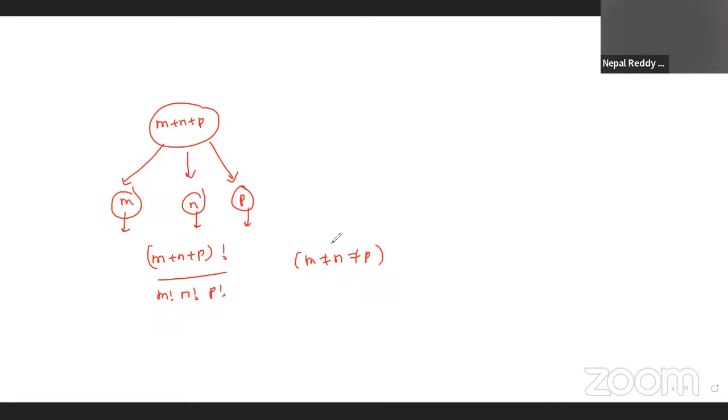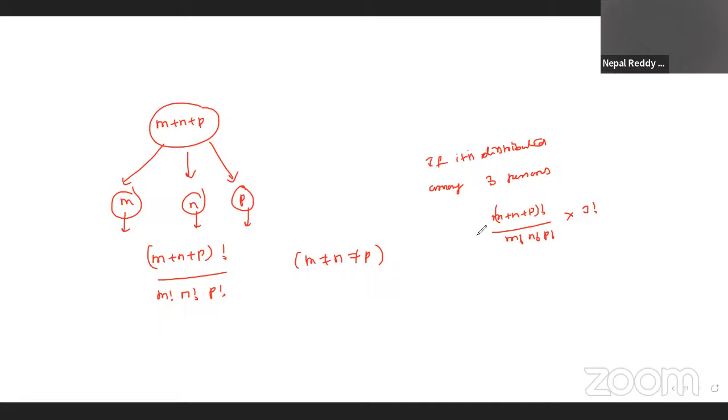Next, suppose it is distributed among 3 persons, then what happens? M plus n plus p whole factorial divided by m factorial, n factorial, p factorial, into 3 factorial.